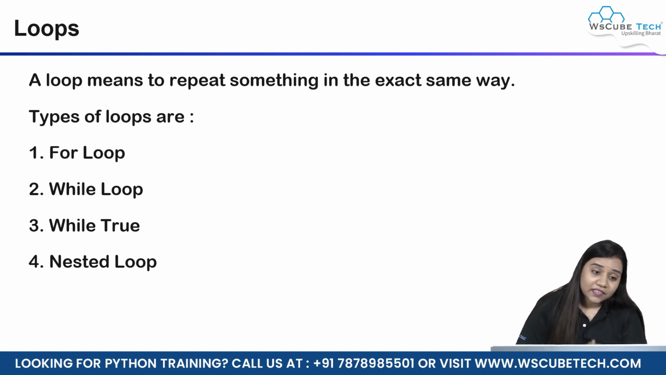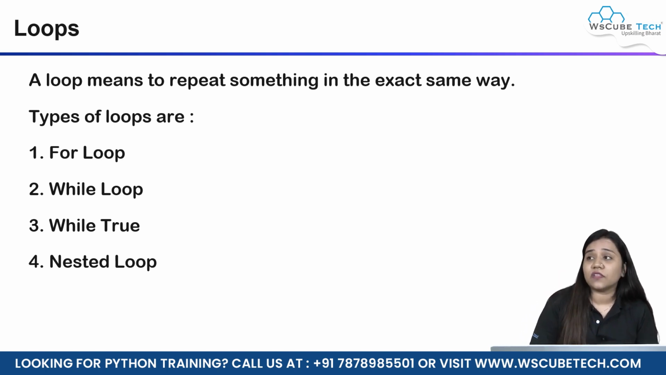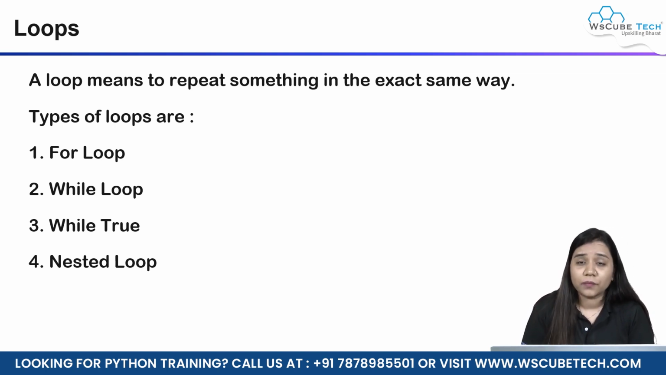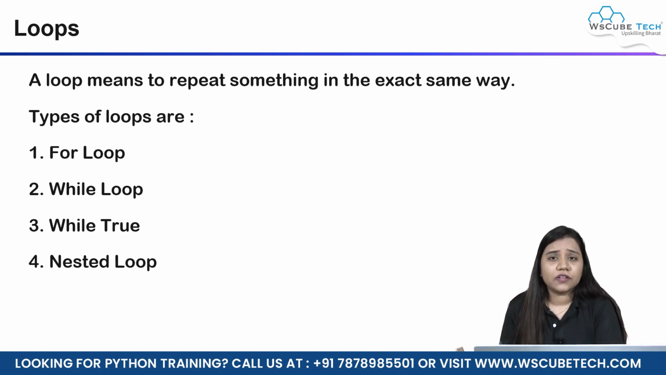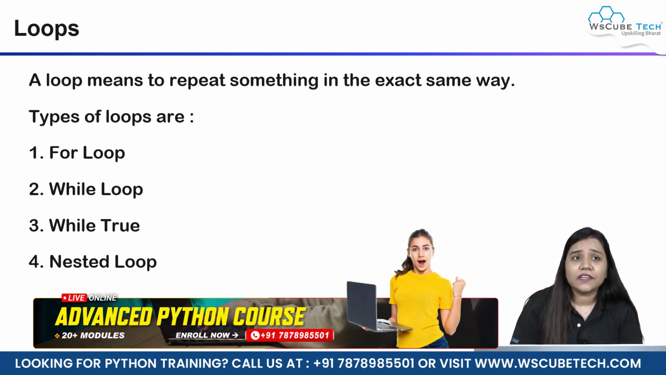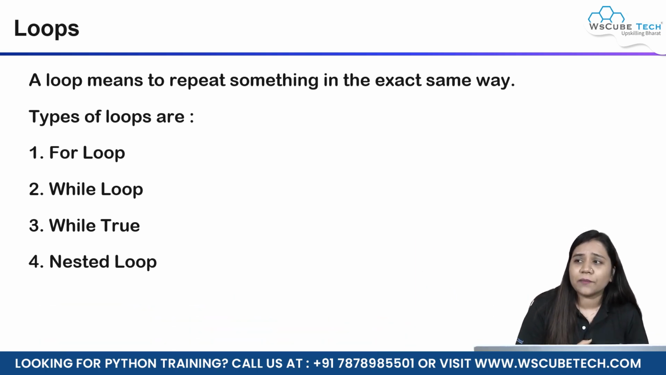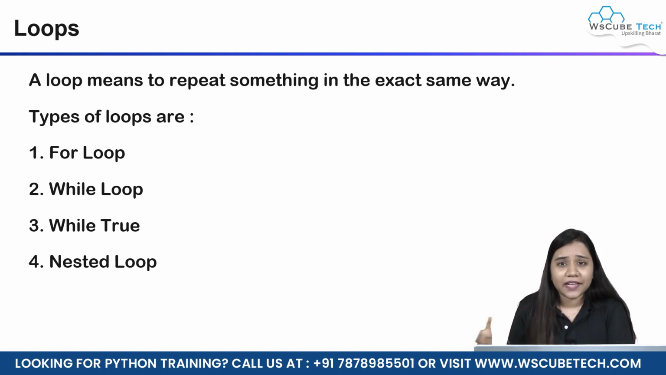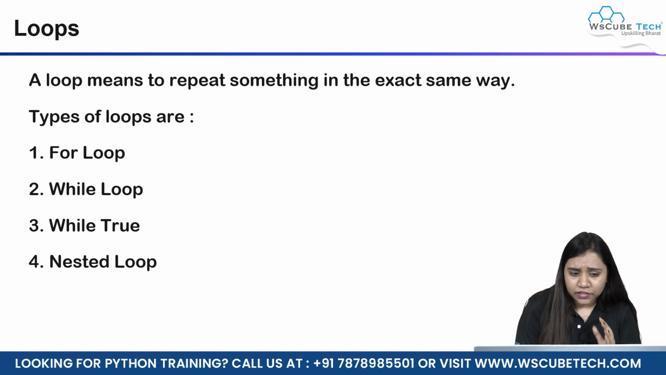Now in Python, there are different kinds of loops. Why are different kinds required here? Because we don't know how many times we have to repeat it. We don't know how much gap we have to give in between while we are repeating it. We don't know how long we have to repeat it. We don't know if we have to repeat it one time or repeat multiple kinds of things multiple times. So that's why we have different kinds of loops over here.